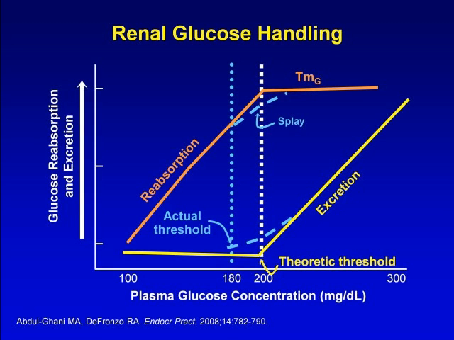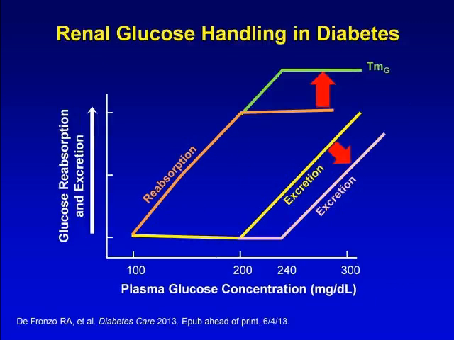So the real threshold is actually 180 milligrams per deciliter. If you have a glucose that is above 180 milligrams per deciliter, you have reached the tubular maximum reabsorption rate for that glomerulus, and you will excrete any further glucose that is present. That would be in a normal person, instead of the theoretical 200.